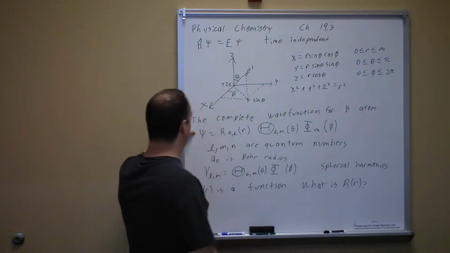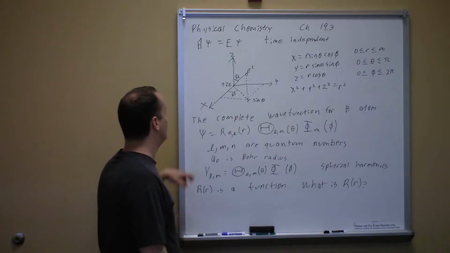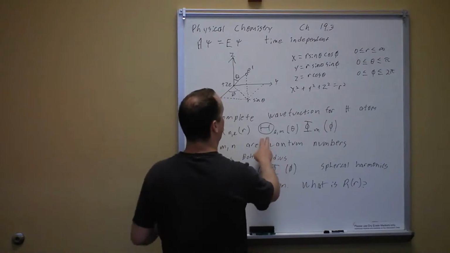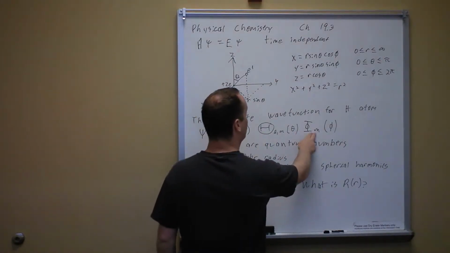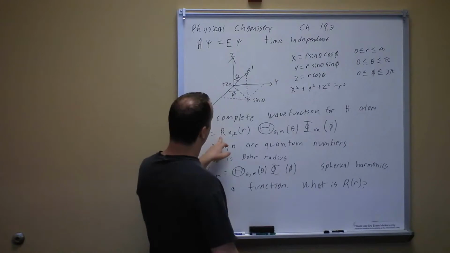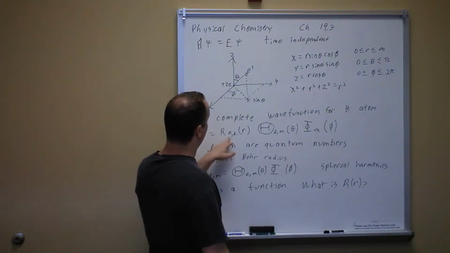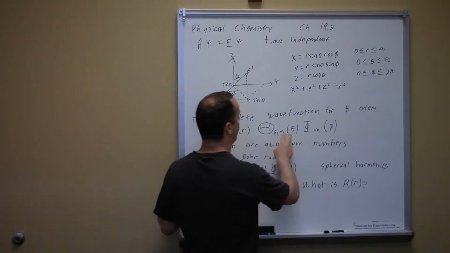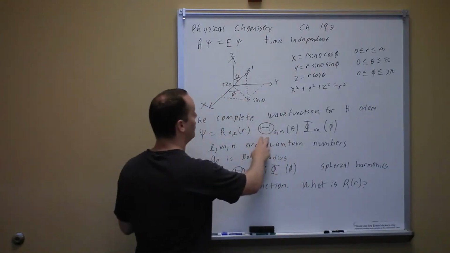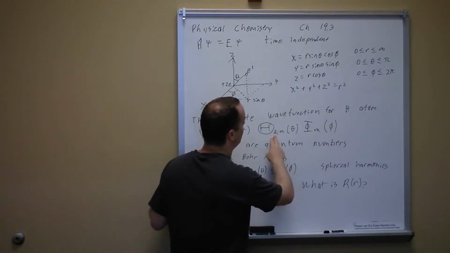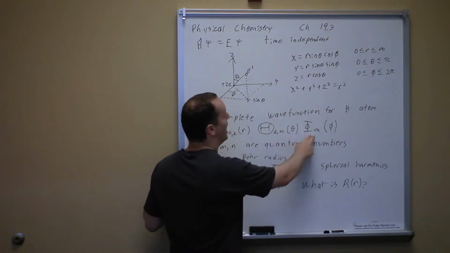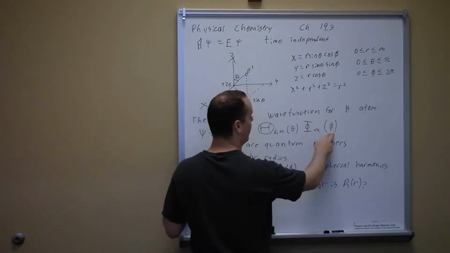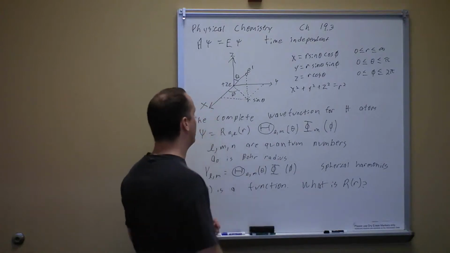Now let's talk about the complete wave function for the hydrogen atom. Now psi is going to be a function of radius, theta, and phi. So the function for the radius is capital R. It's a function of radius, but also two quantum numbers, n and l. And then for the angle theta, we have this function capital Theta, which is a function of angle theta and quantum numbers l and m. And then for the angle phi, we have the capital Phi, which is a function of the angle phi and then a quantum number m.